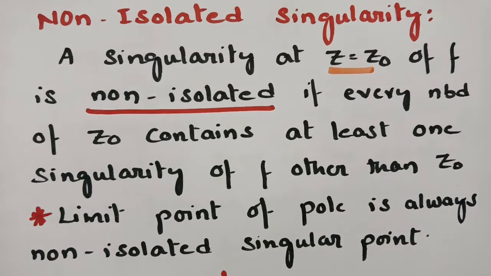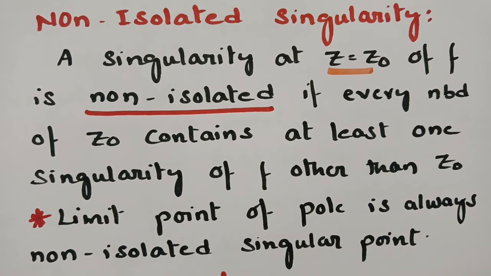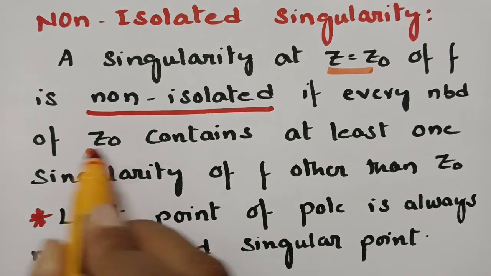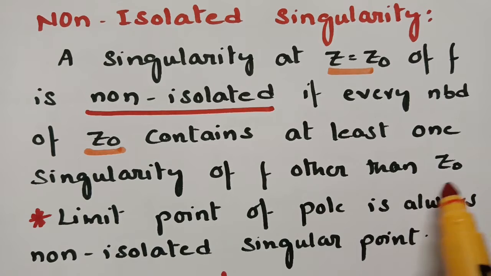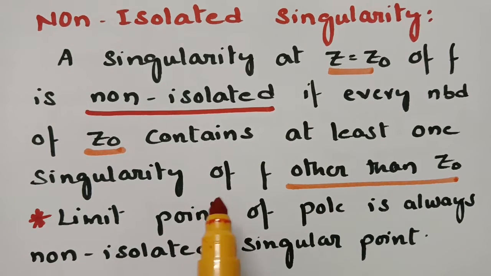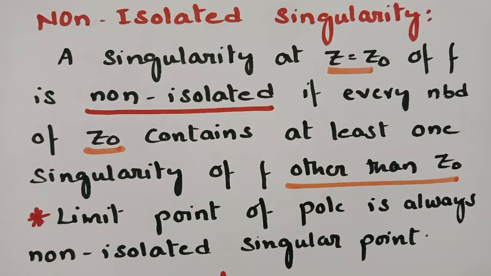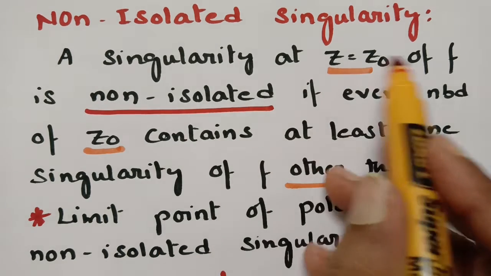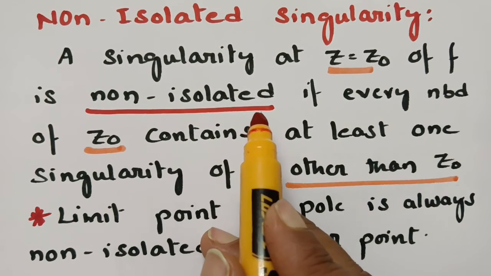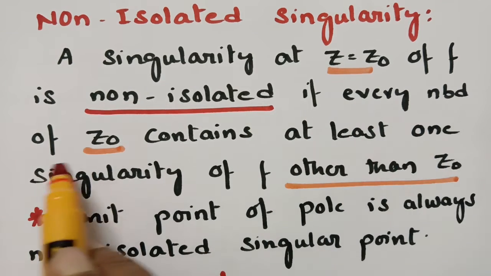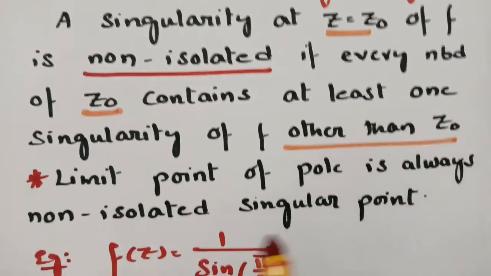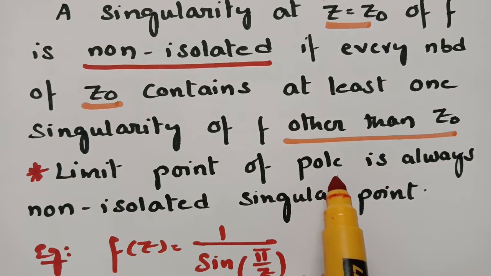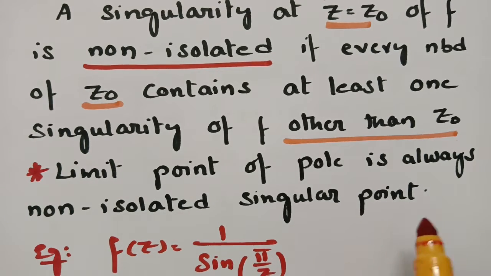It is not isolated. So it is in the function itself. If every neighborhood of z naught contains at least one singularity of f other than z naught, see here, other than z naught, every point should exist in this function. Then z is equal to z naught is non-isolated. Here, it is the limit point of poles. So after finding the limit point of the pole, it will be the non-isolated singularity of that particular point.